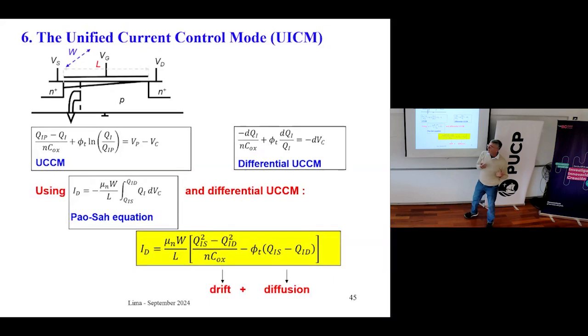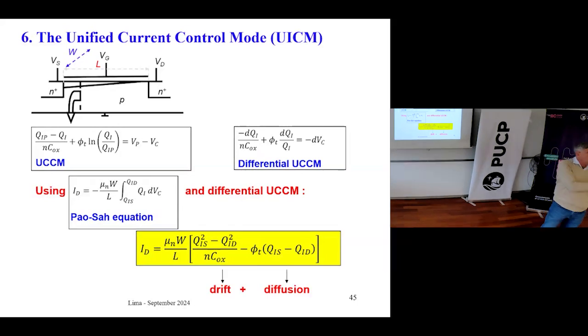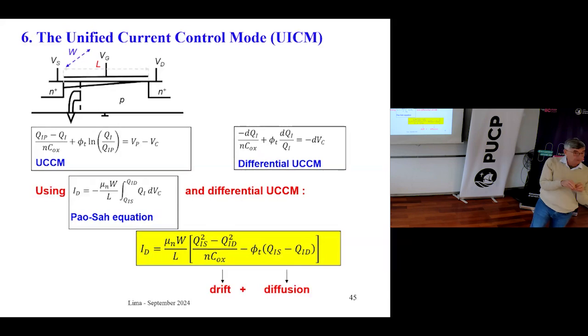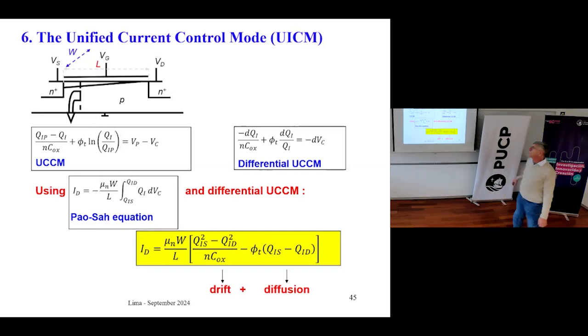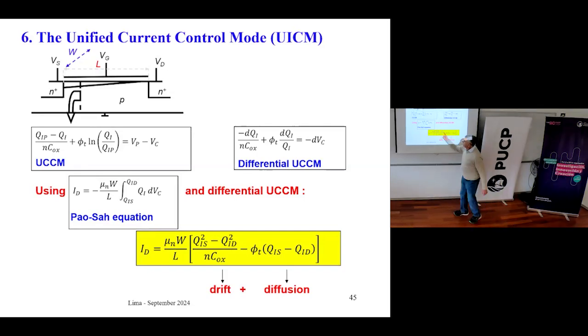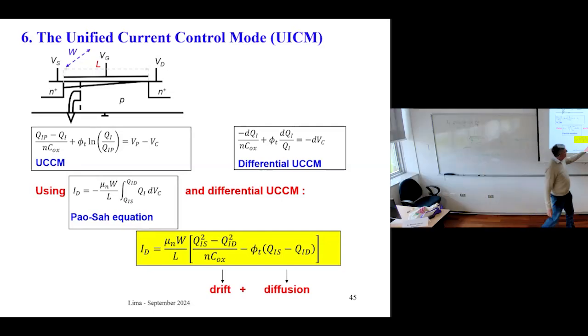What's UCCM? UCCM gives the relationship between these charges and the voltages. So we have built a model because we have the current in terms of voltages now. So we have described the behavior of the current in the MOSFET. Okay? So ID in terms of charges and charge in terms of voltage, given by UCCM, Unified Charge Control Model. Right? This first term corresponds to this one here, which is drift. And the second one corresponds to diffusion. Okay?